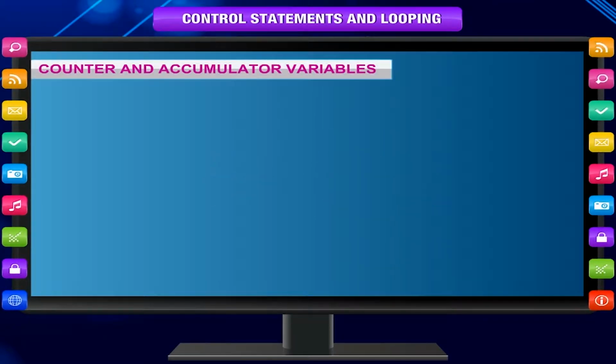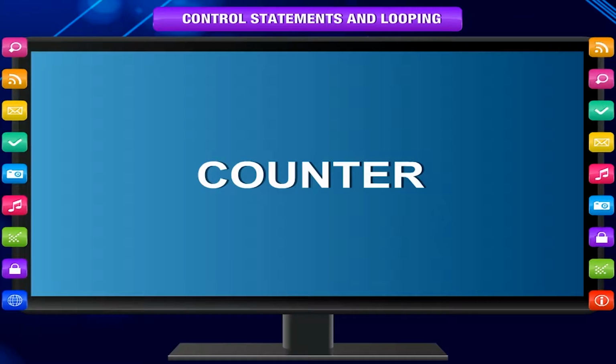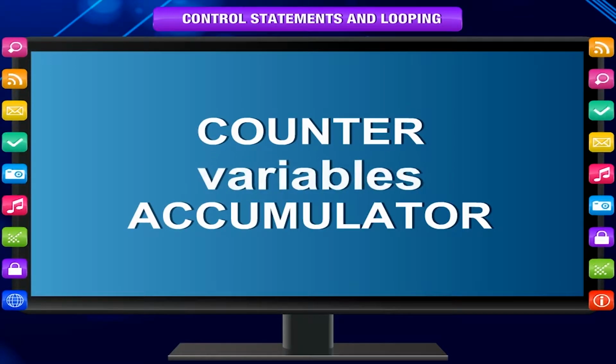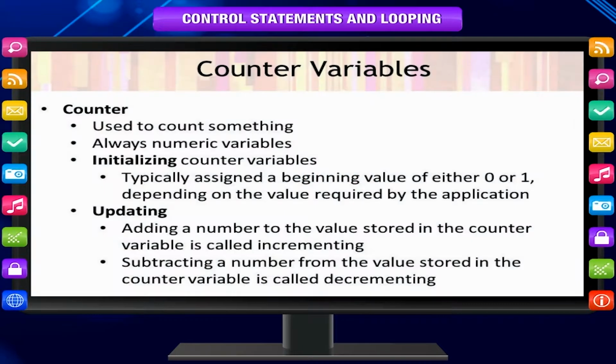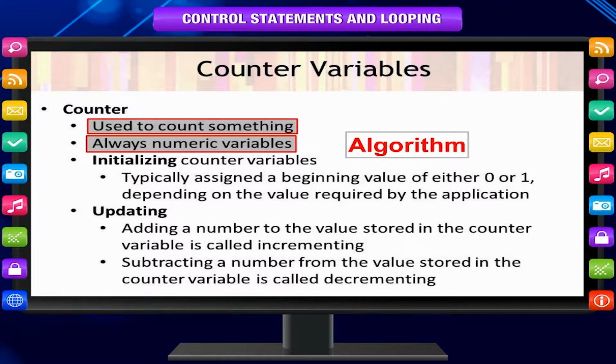Counter and accumulator variables. Counters and accumulators are variables in a program serving a specific purpose. These variables should be well documented. Counter. A counter counts something. A counter variable has the purpose of storing the number of times that some condition occurs in the algorithm.